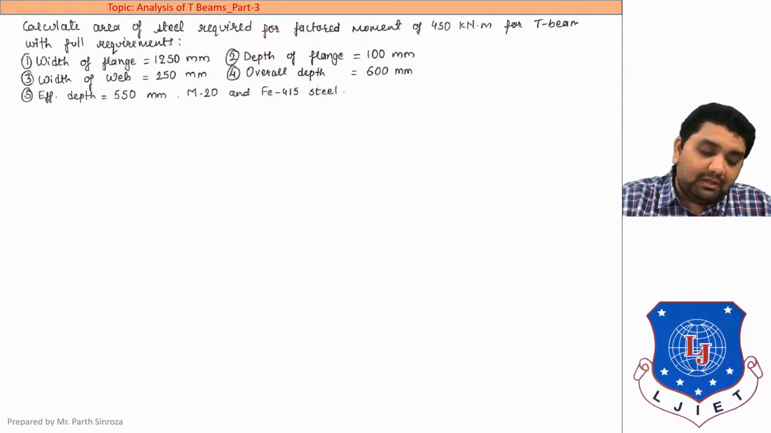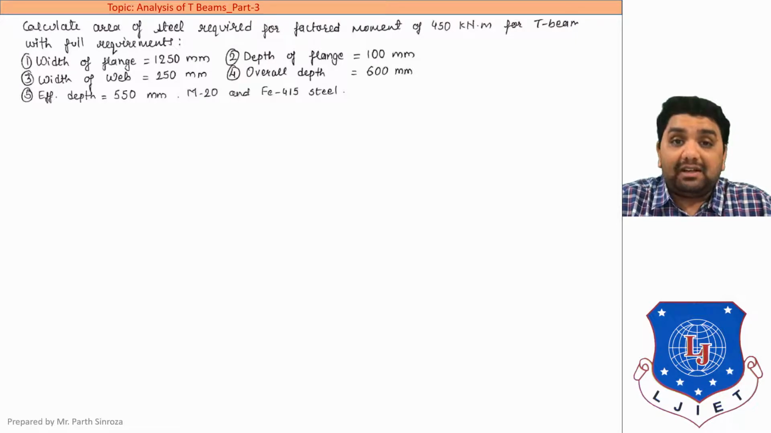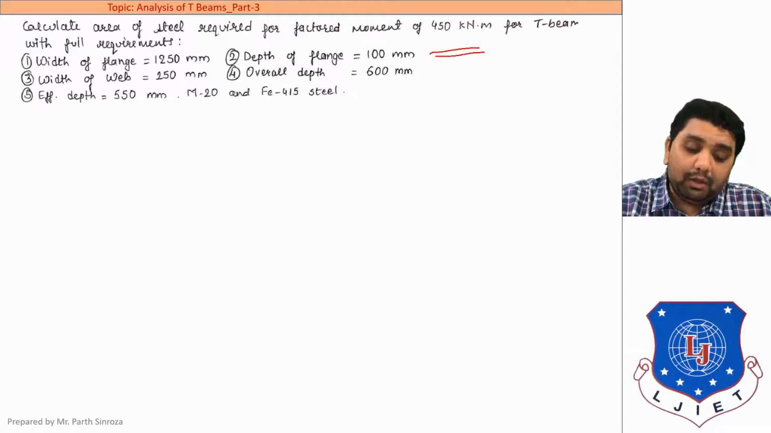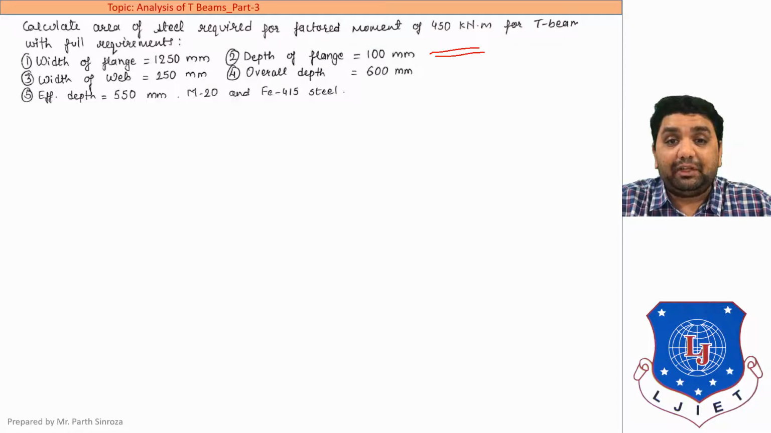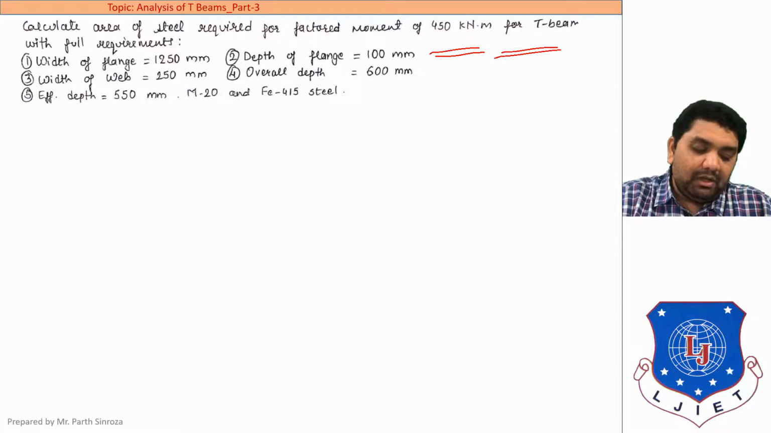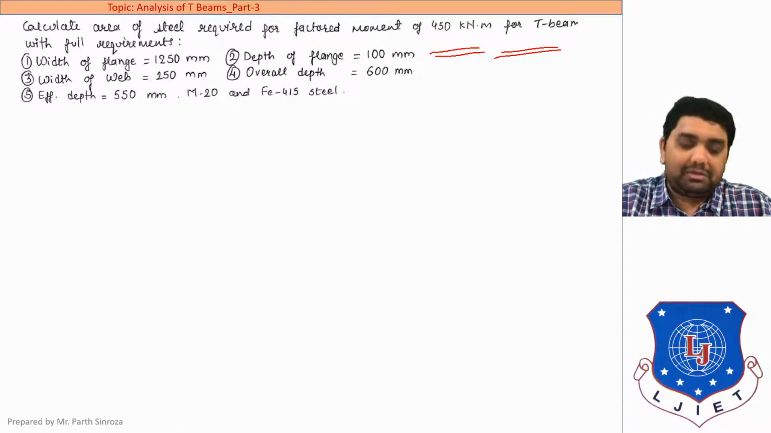So our next question is, calculate the area of steel required, that is AST, for a factored moment of 450 kilonewton meter. The factored moment is given as 450 kilonewton meter, and as the moment is given as factored, there is no need to multiply it by the factor of safety, that is 1.5. We will take MU directly to be 450 kilonewton meter for a T-beam having the following dimensions.